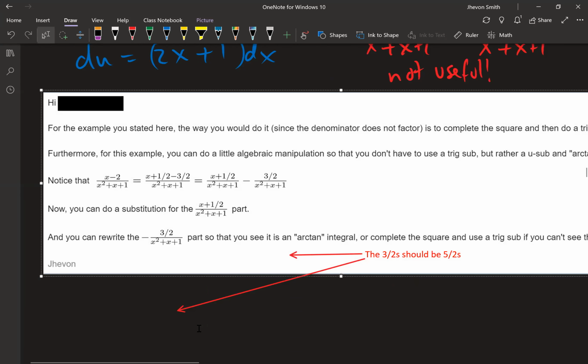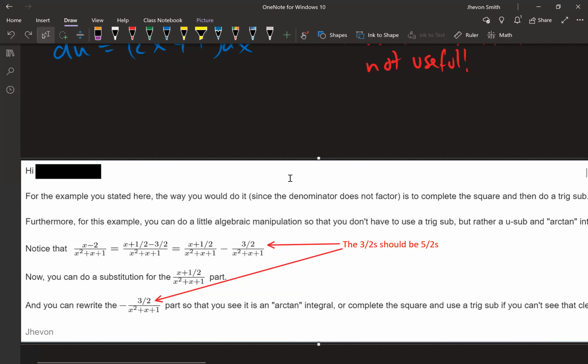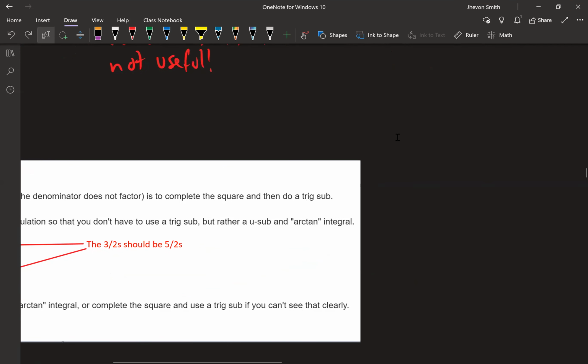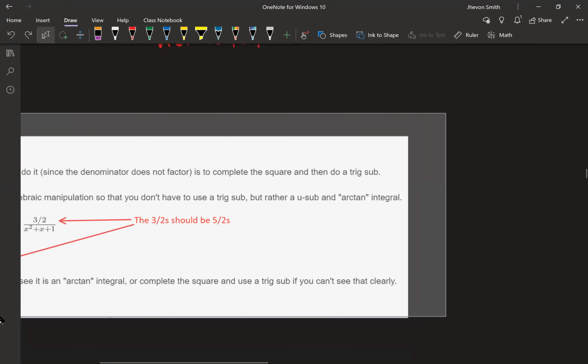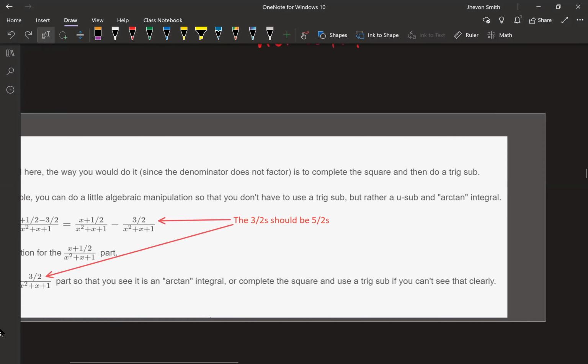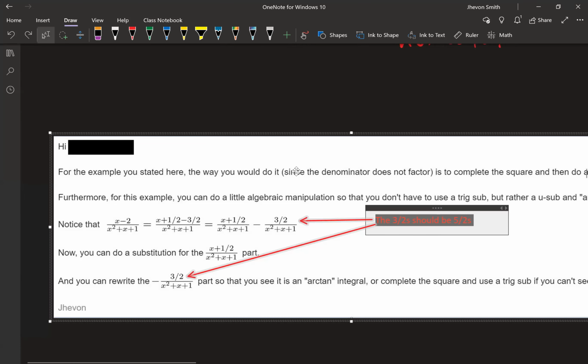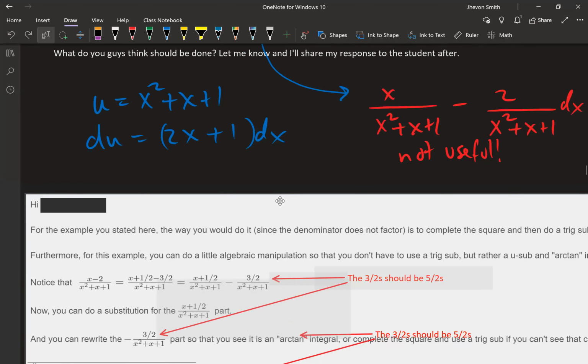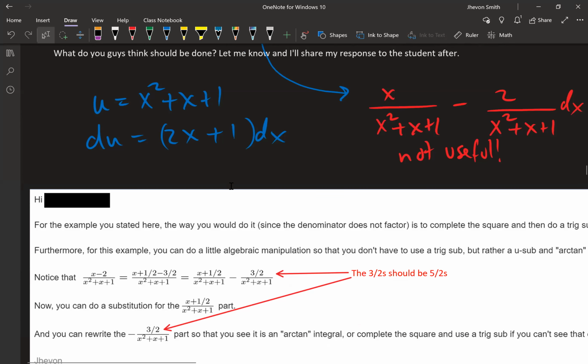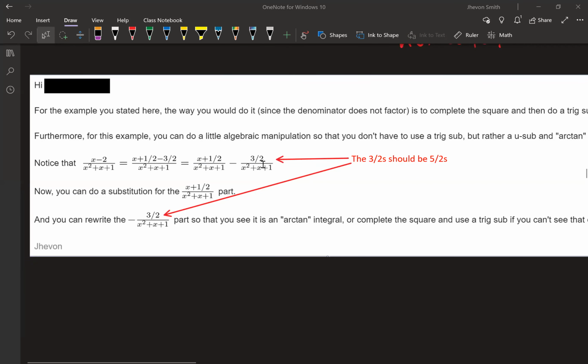So I saw this and let me move everything all at once. So as you can see here, I redacted the name to protect the innocent. Okay, so here's how I would go through it. So the denominator does not factor.